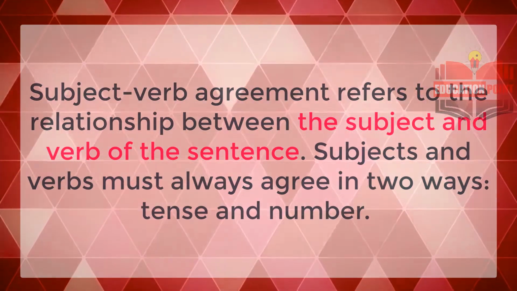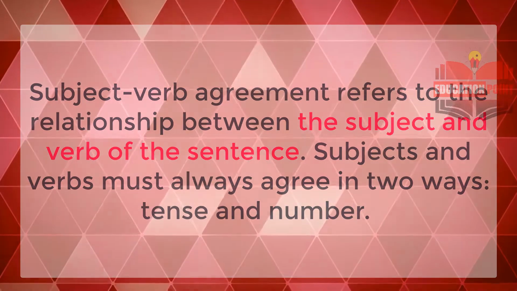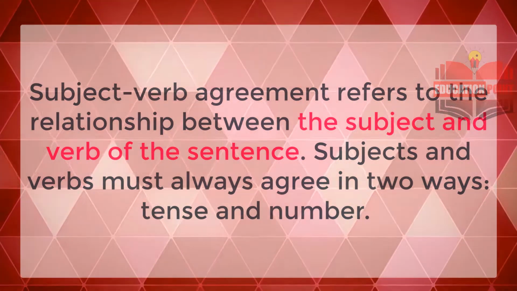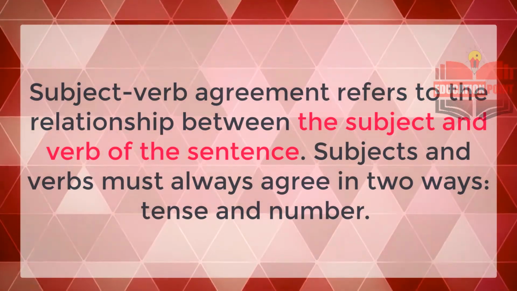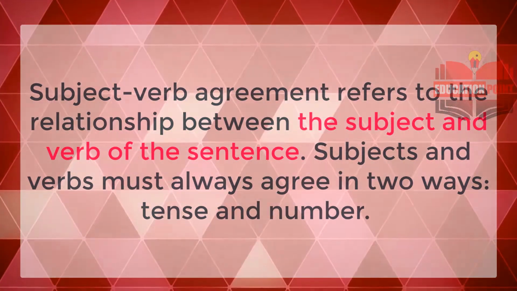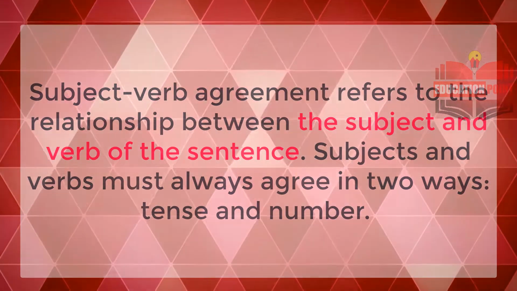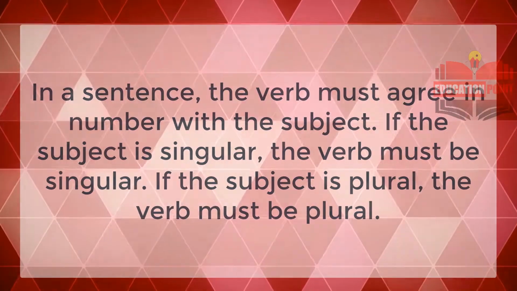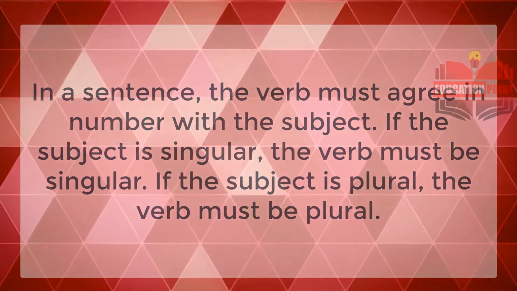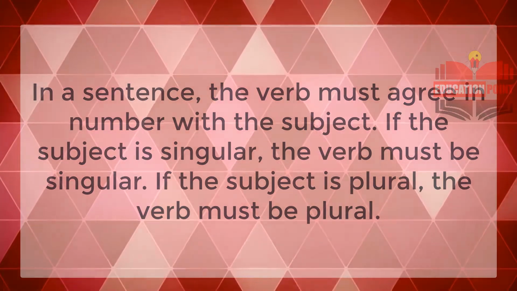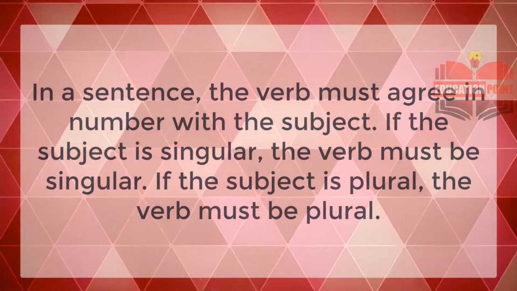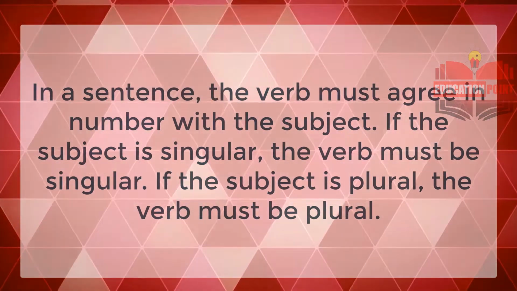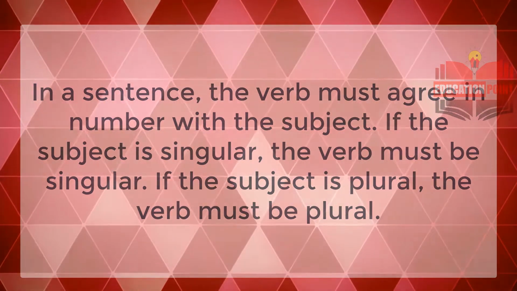In English grammar, there are a lot of rules that need to be followed. And when it comes to an agreement between a subject and verb, this is very crucial when it comes to sentence construction. Subjects and verbs must always agree in two ways, tense and number. In a sentence, the verb must agree in number with the subject. If the subject is singular, the verb must also be singular. If the subject is plural, again the verb must be plural.